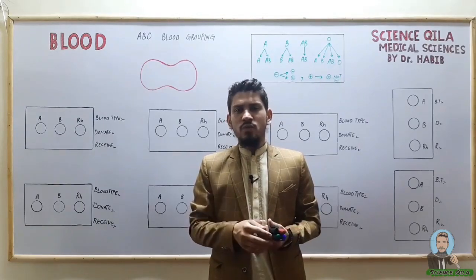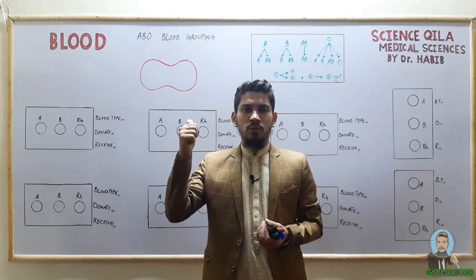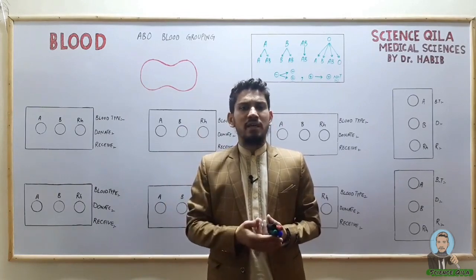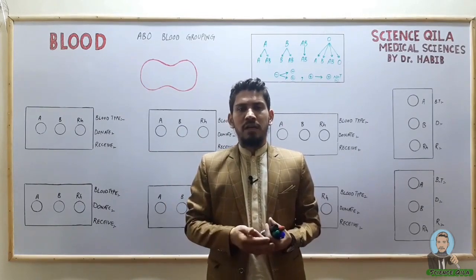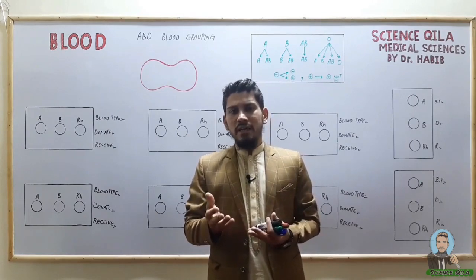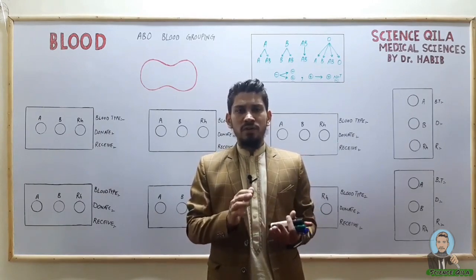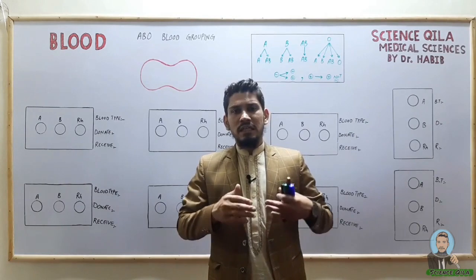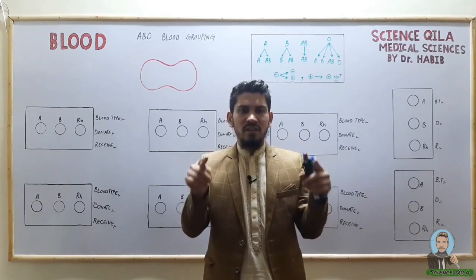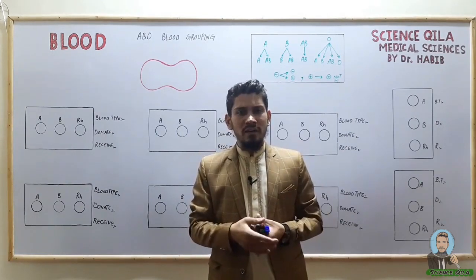In this video lecture we are going to discuss ABO blood grouping, also called ABO blood typing or blood matching. Determination of blood types A, B, AB and O is totally based on the expression of certain antigens on the surface of red blood cells or RBCs.